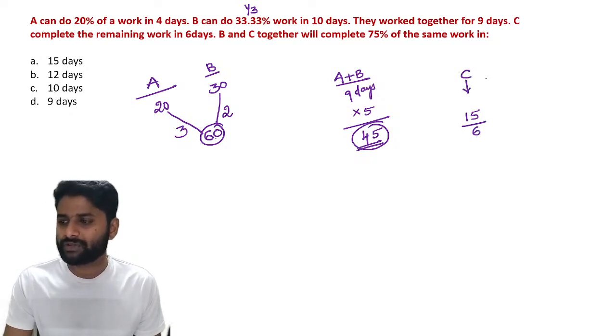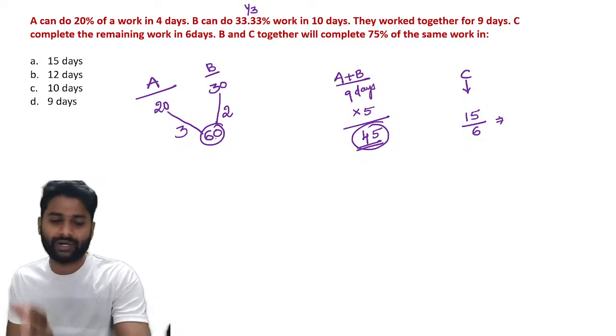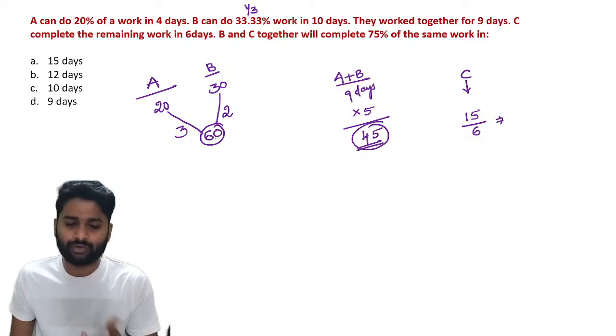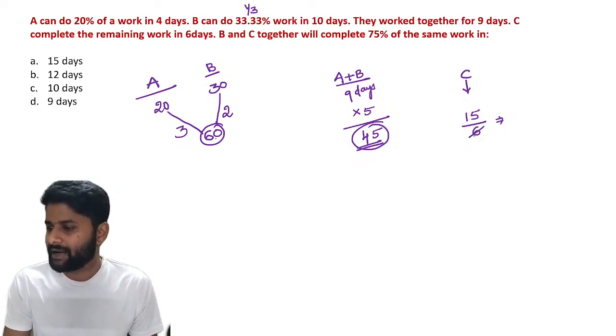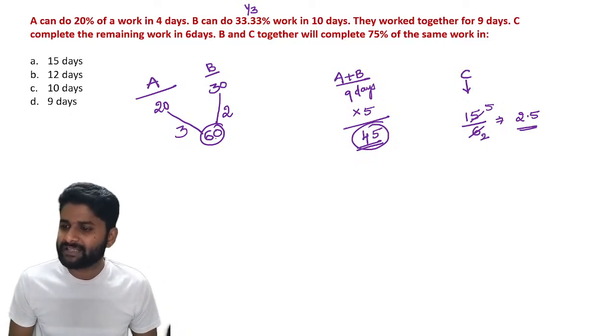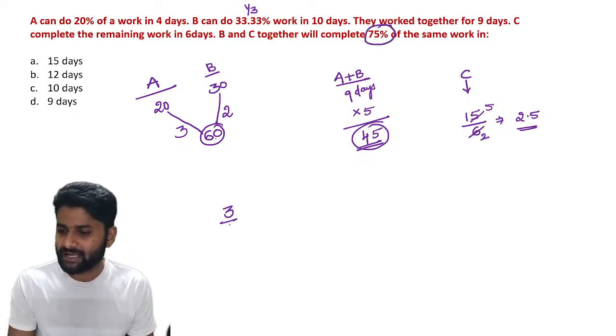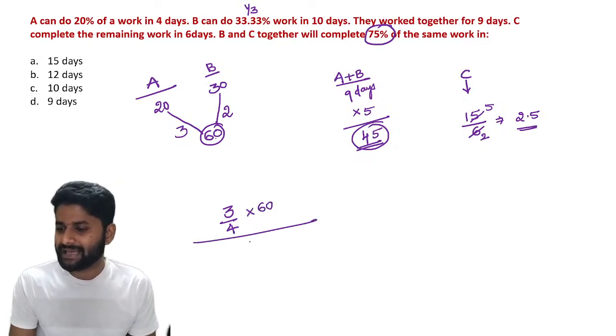So what about C's efficiency? If C takes exactly 6 days to complete 15 units of work, what is the per day contribution? Per day contribution here is exactly 2.5 units. So C's efficiency is 2.5 units. Here the question: B and C together will complete 75% of the same work. 75% means 3/4 of the total work, which is 60, and we are assigning this work to B and C.